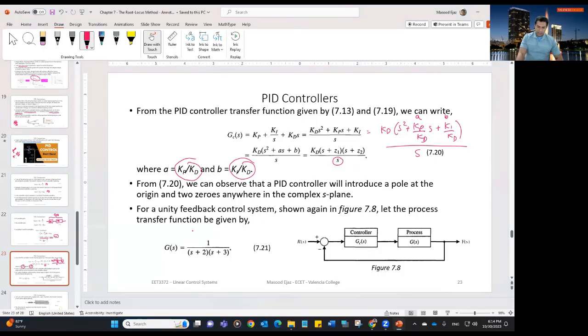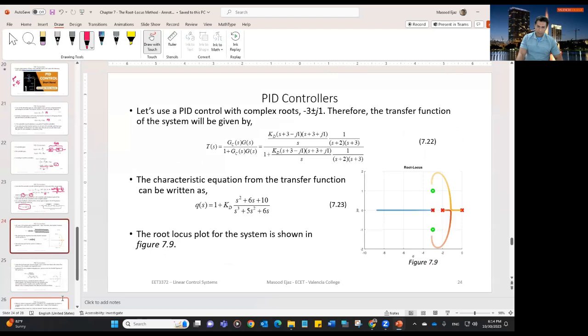So let's look at an example for a unity feedback control system. Let the process transfer function be given by G(S). This process transfer function is 1 over (S plus 2)(S plus 3). So we have two poles for the process, at S equal to -2 and S equal to -3. Let's use a PID controller with complex roots, -3 plus or minus j.